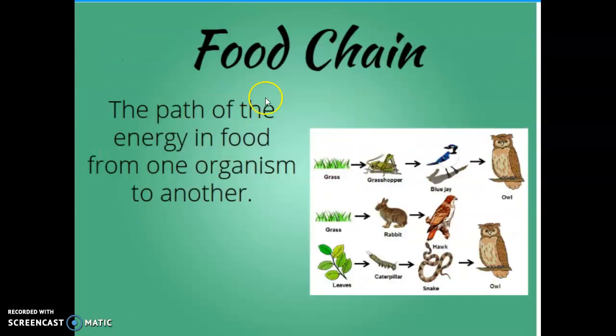Now, we've looked at food chains before, and food chains were the path of energy or food from one organism to the next. And we saw food chains on the first test where it went from grass to grasshopper to blue jay to owl. And we also saw what would happen if we messed with something in the food chain, this food chain in particular. If the snake population were to decrease and go down, that means the caterpillars would go up, which means more leaves would get eaten, and that would affect the trees negatively. So we've talked about food chains before.